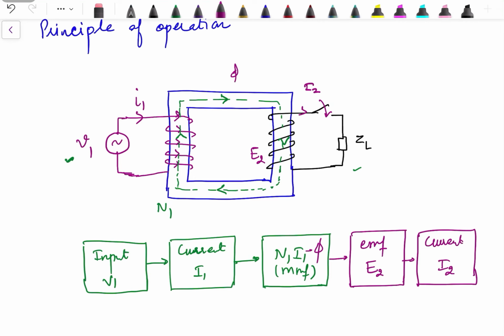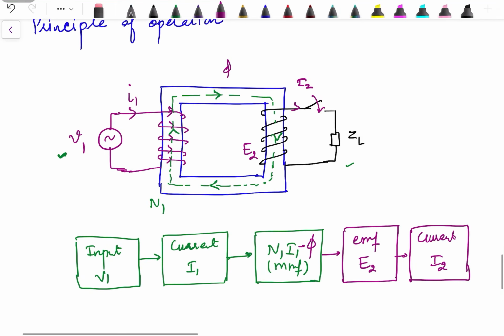So when I2 flows, we will have a power transfer to this load. There is no electrical connection between the supply on this side and the load on this side. The power, or energy, is transferred through the magnetic circuit. So this is the basic operating principle of the transformer. We will discuss it in much more detail in the next video. The detailed working principle, how it works, and the operation of an ideal transformer will be considered in the next video.